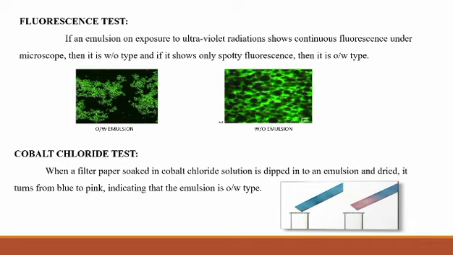So these are the methods used to identify the type of emulsions. The first test is the dilution test. Next is the conductivity test. Next is the fluorescence test. Next is the cobalt chloride test. Next, along with that, the dye test. So these are the tests used to identify the type of emulsions.